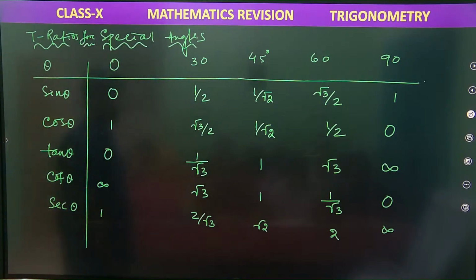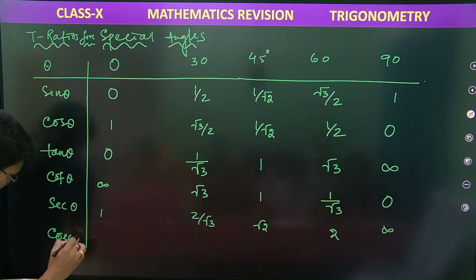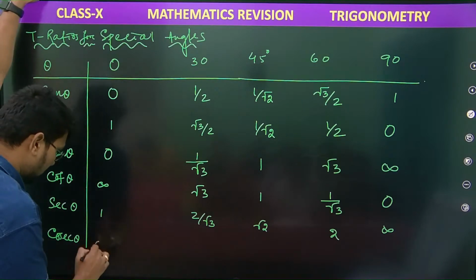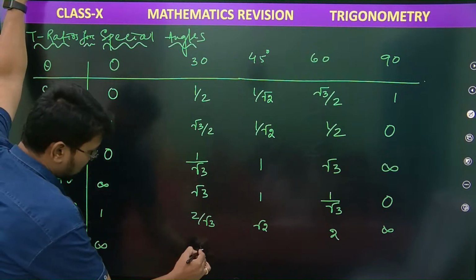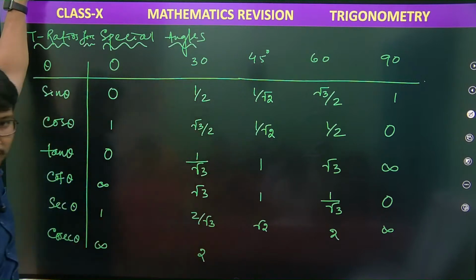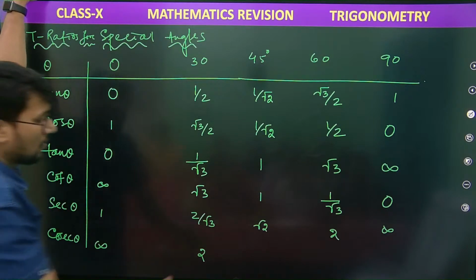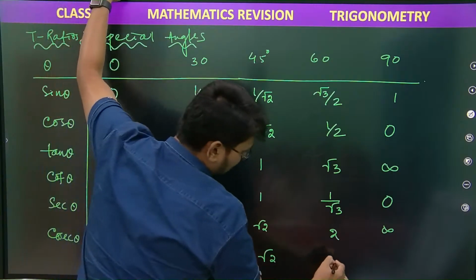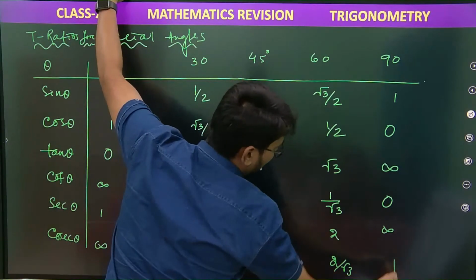Are you clear, everyone? Next, cosec. Cosec is the reciprocal of sine. Though sine 0 is 0, cosec 0 will be infinite. Then after, this will become 2. Why? Because it is the reciprocal of sine. Check: sine 30, cosec 30 is the reciprocal of sine 30. That is 2. 45 is root 2. And this is 2 by root 3. And this is 1, for 90.